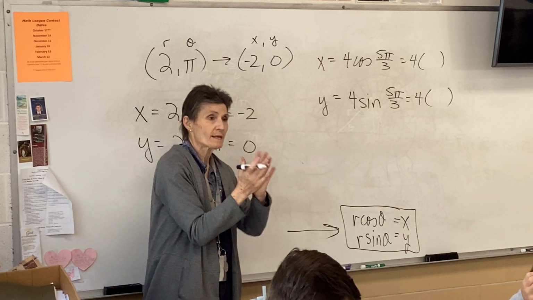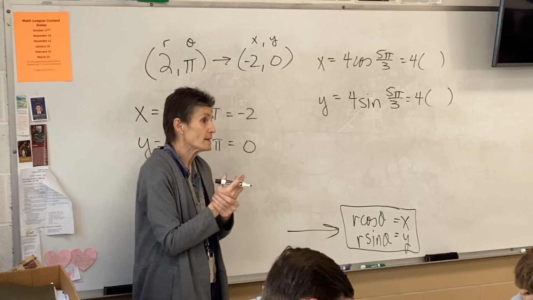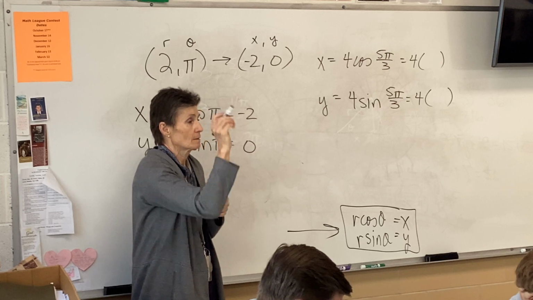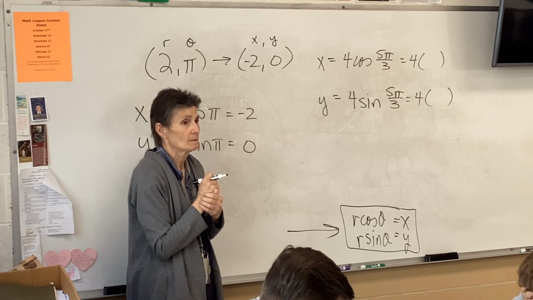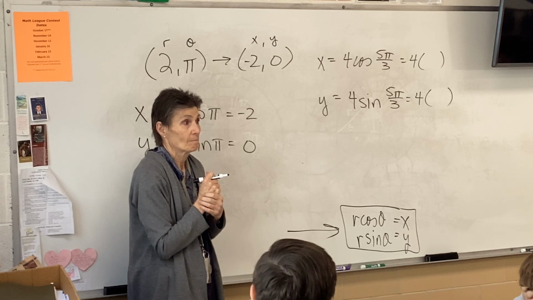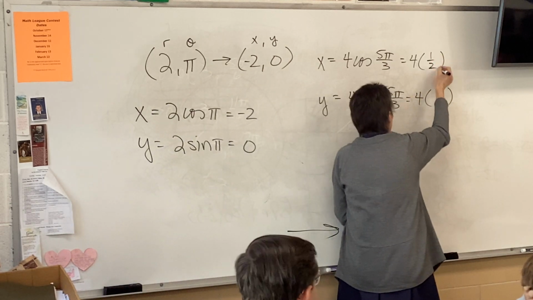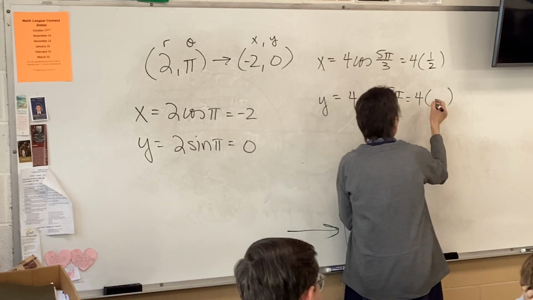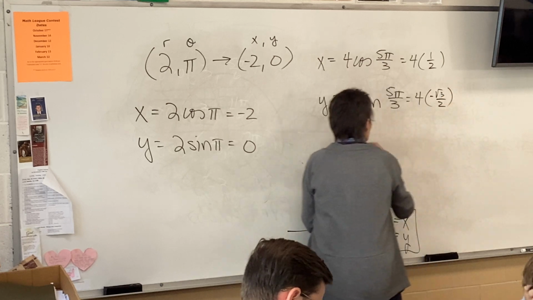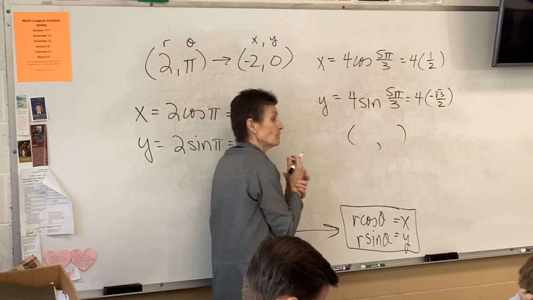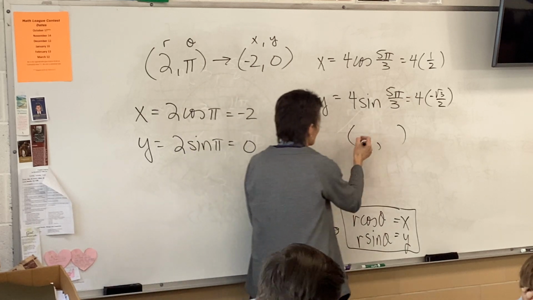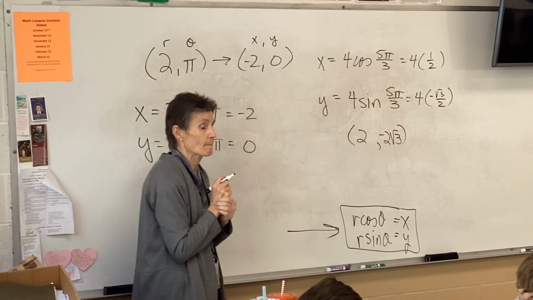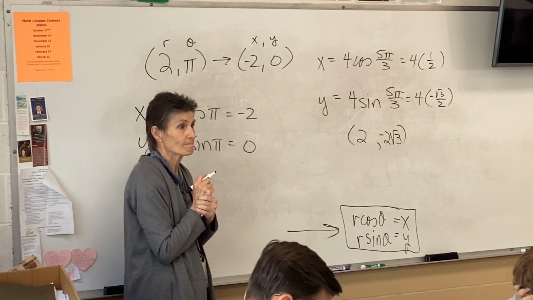What does X equal always? X equals R cosine theta. Y equals R sine theta. What's the cosine of 5 pi over 3? Cosine 5 pi over 3. 1/2. And what's the sine of 5 pi over 3? -√3/2. So my rectangular coordinates would be (2, -2√3). Does that make sense to everyone?